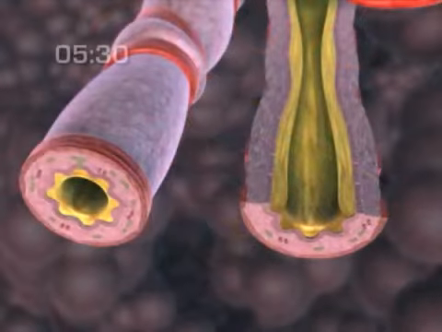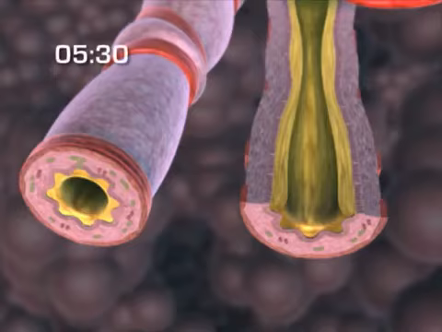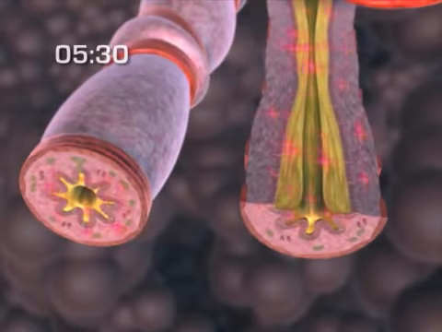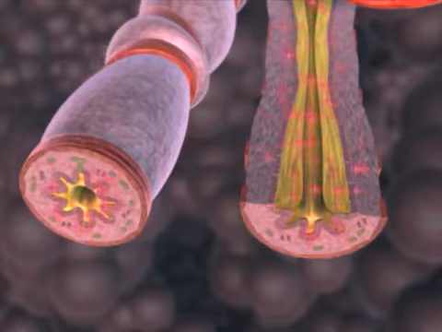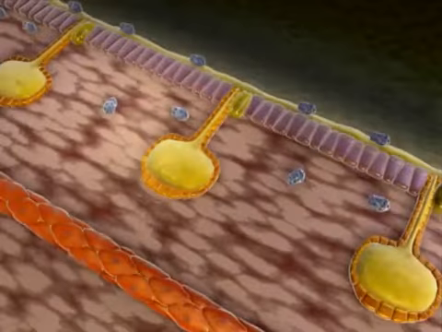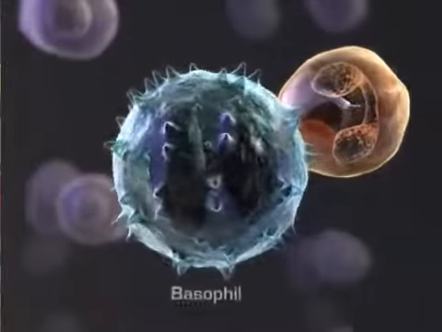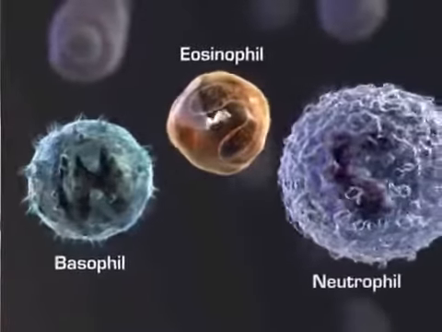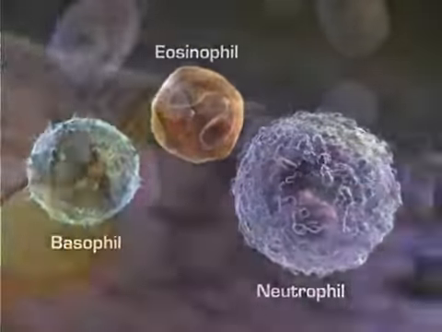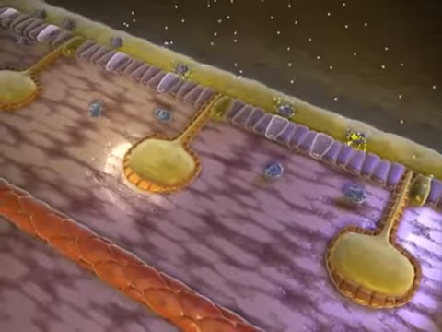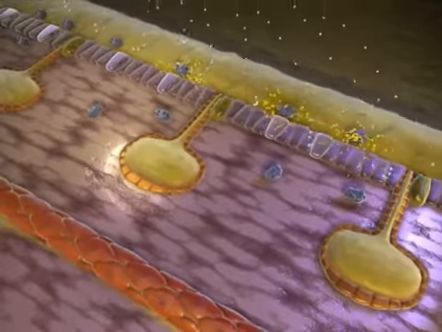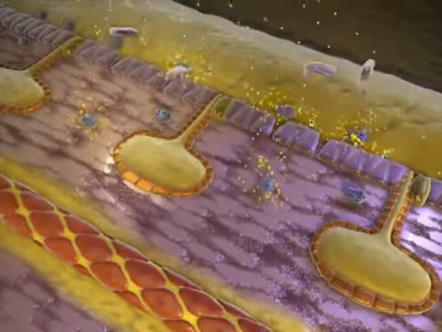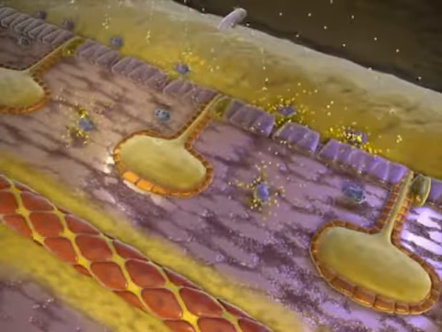Late phase response develops 4 to 8 hours after exposure to an asthmatic trigger. Release of inflammatory mediators induces the migration and activation of other inflammatory cells, basophils, eosinophils, and neutrophils. The late phase response involves inflammation, increased airway responsiveness, and renewed bronchospasm. These symptoms lead to further airflow limitation and continued heightened airway responsiveness.